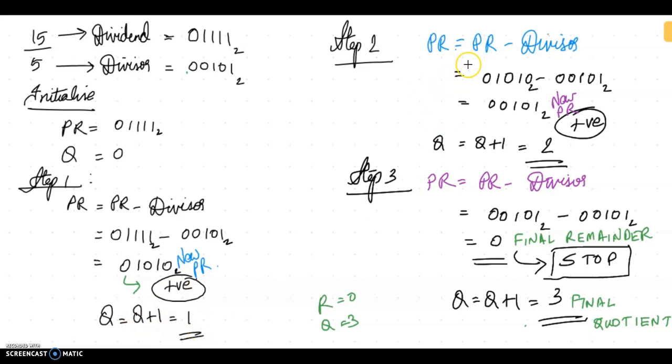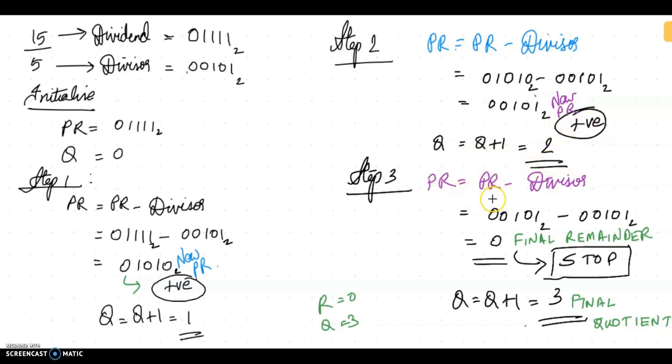That is 1. You use the new PR here, that is 0, 1, 0, 1, 0, and subtract divisor from that. Again, you get 0, 0, 1, 0, 1. Subtraction can be done using direct subtraction method. The new value of PR is again positive, as you can see here, and therefore you can increment the value of Q. Q equal to Q plus 1, that is 2. Now you have got the new PR. Again, since it is positive, you can keep going.